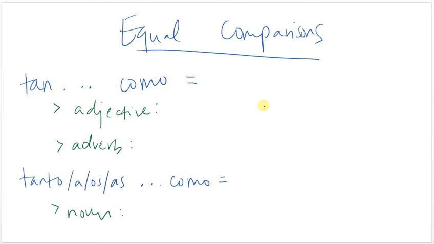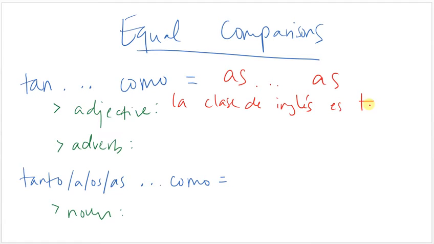Okay, so now we're going to be talking about comparing things if you want to say that they are the same. So if you're comparing two equal things, you're going to be using some sort of combination of tan or tantos or tanto como. If you want to say tan dot dot dot como, that's going to mean as dot dot dot as, and you're going to put something obviously in this dot dot dot, and normally that's going to be an adjective or an adverb.